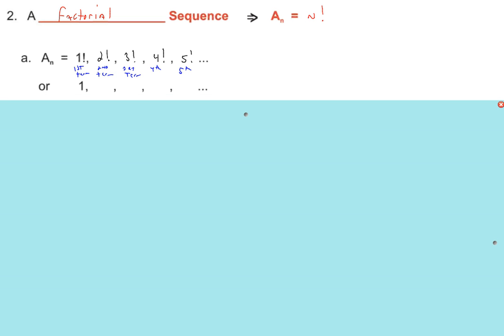So now in the second part, though, we want to write out the value of each term. So 1 factorial is 1. 2 factorial is 2. 3 factorial is 6. And go ahead and do 4 and 5. You could really do 4 and 5 in your head if you understand what's going on.